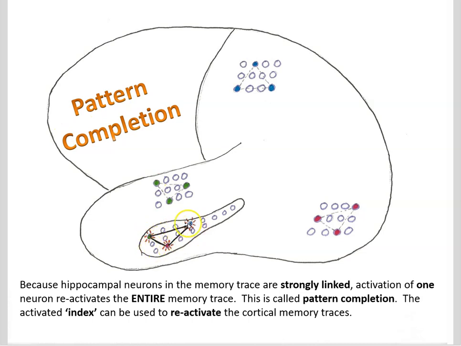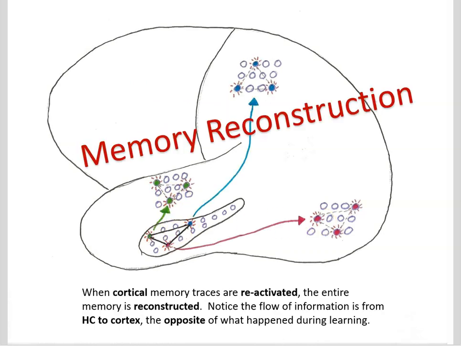And now what the brain is going to do then is it's going to use the activation of the hippocampal memory trace to locate and activate the cortical memory traces. And we'll just sort of give that a name, memory reconstruction. So here we see the hippocampal neurons sending signals up into the cortex to reactivate those allocated neurons. And so we're reestablishing a similar pattern of cortical activity as existed during the original learning event. Notice the flow of information is in the opposite direction. During learning, the flow was from cortex to hippocampus. During retrieval, it is from hippocampus out to cortex.